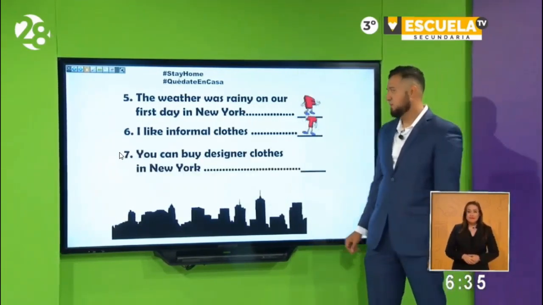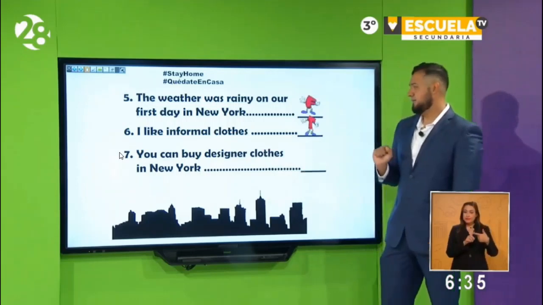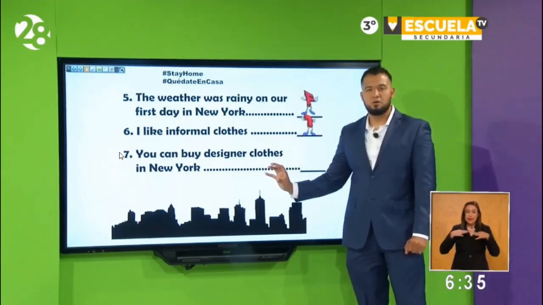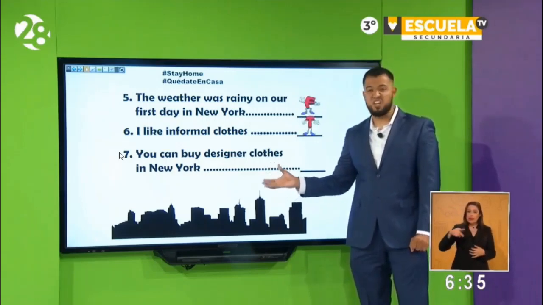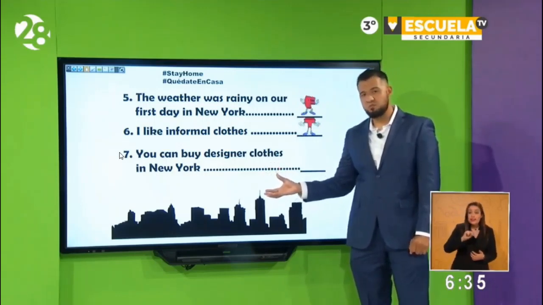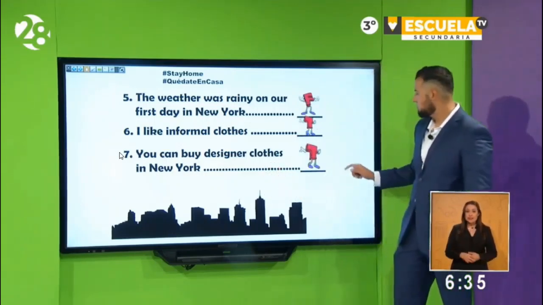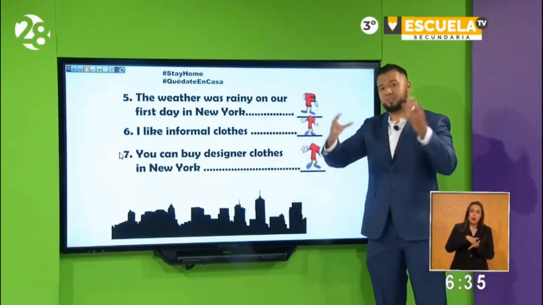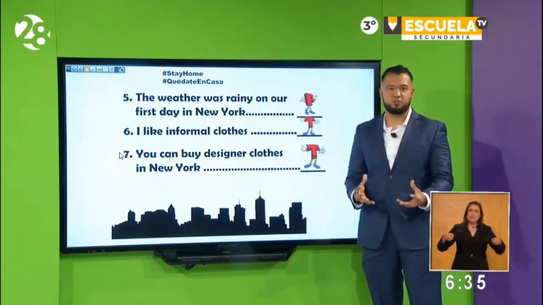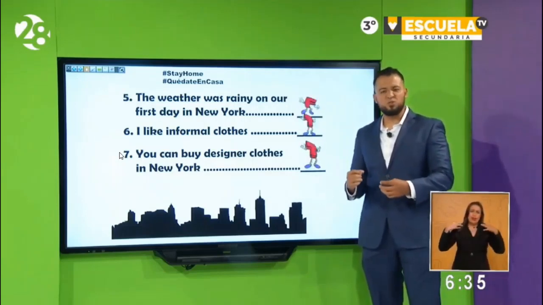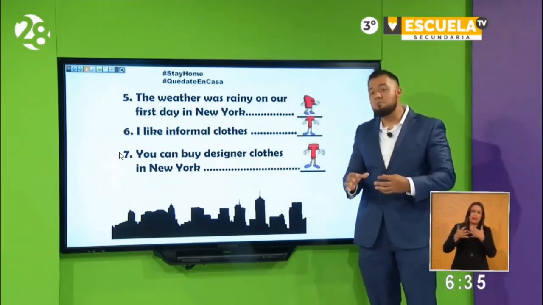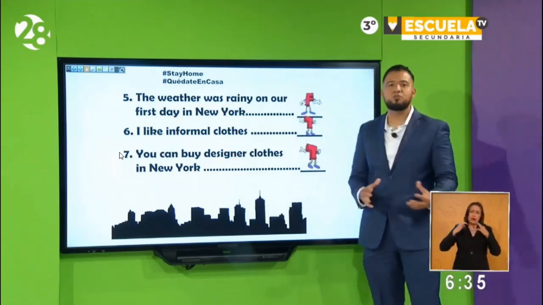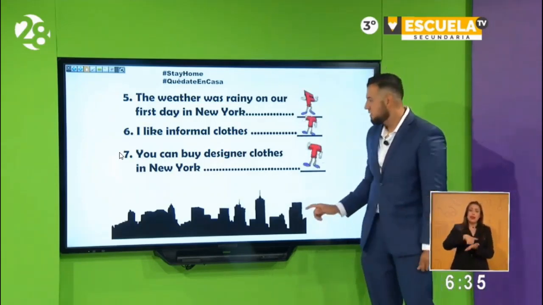Number 7, you can buy designer clothes in New York. What's your answer? Yes, true, or false? This is true. New York, it's like the capital of fashion. If you want to use the most fashionable clothes, you can go to New York and you will get them.